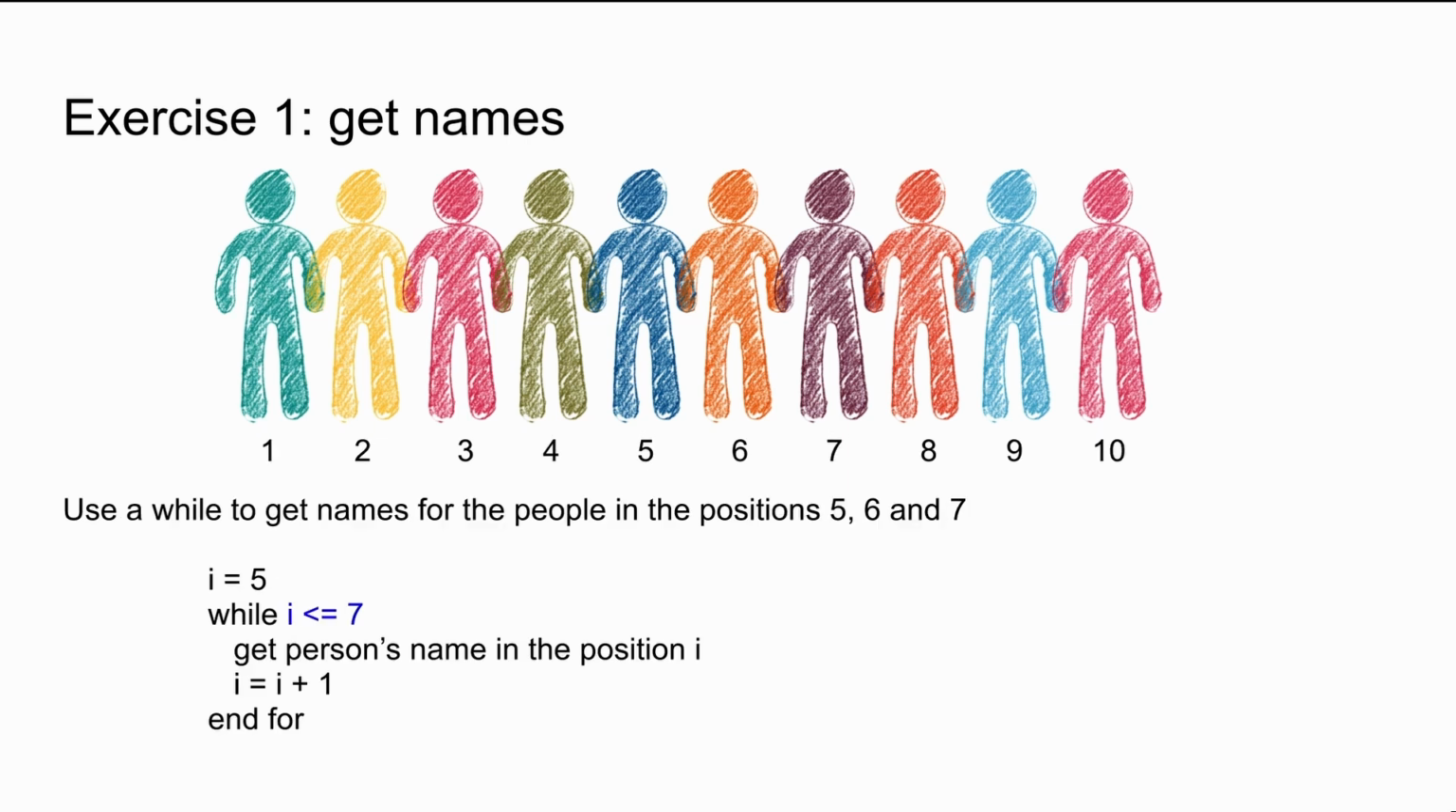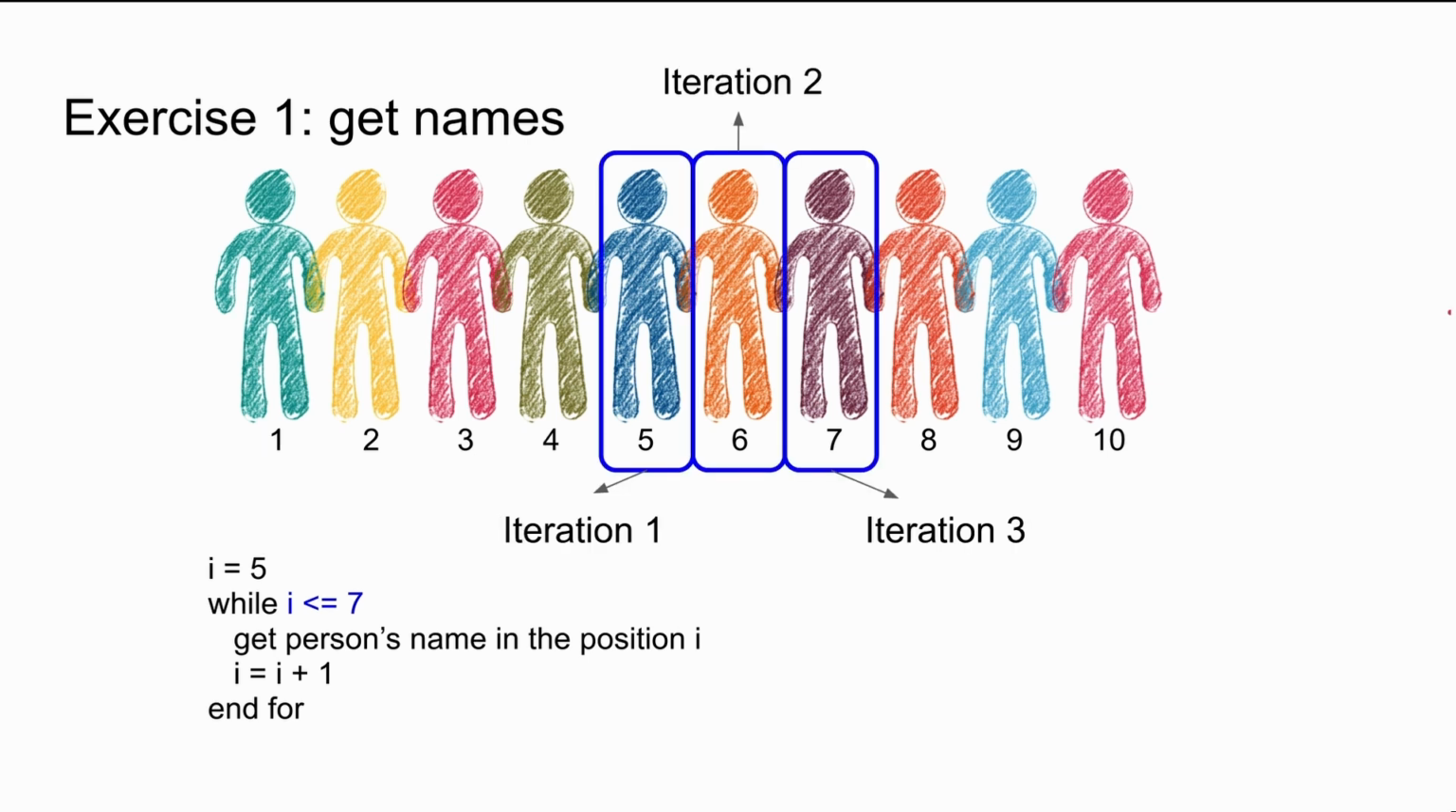To get the names from the people in positions 5, 6, and 7, we can first create a variable that we are going to use as counter and initialize it to 5. Then, in our condition, we will check if this counter is less than or equal to 7. This while has 3 iterations. The person number 5 will be iteration 1, the person number 6 will be iteration 2, and finally, the person number 7 will be the third and last iteration in our loop.